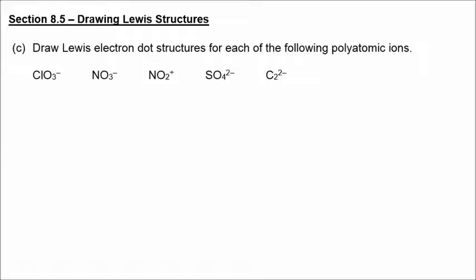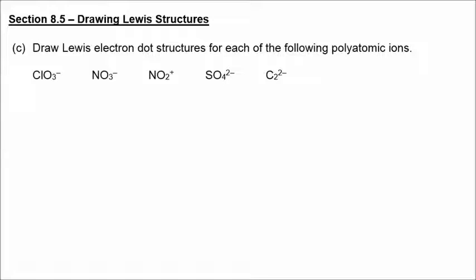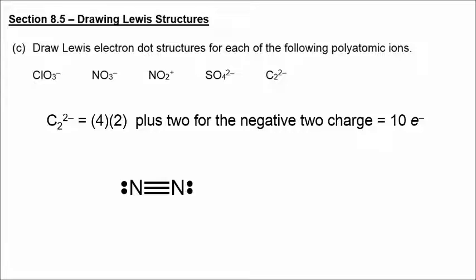In the case of sulfate, SO4 2-, we have a total of 32 electrons, so single bonds all the way around. And in the case of the carbide ion, which is C2 2-, we have a total of 10 electrons, which means that its structure looks very similar to the nitrogen diatomic molecule that we saw earlier.